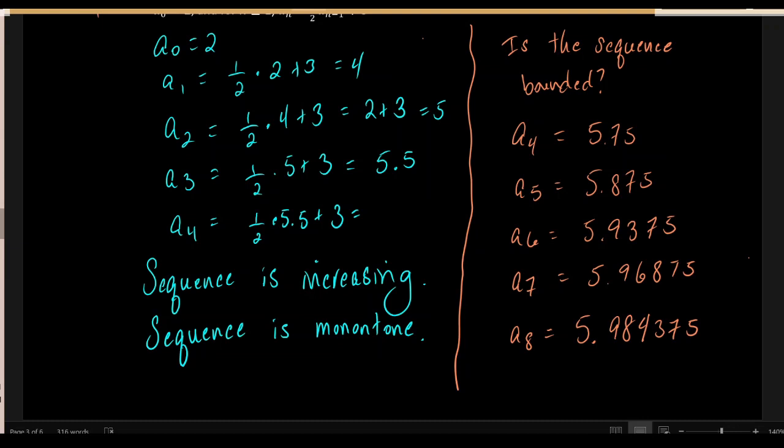So by an informal argument, just by calculating several terms of the sequence and looking closely at them, I would conclude that 2 is less than or equal to a sub n, which is less than or equal to 6. So the sequence is bounded.